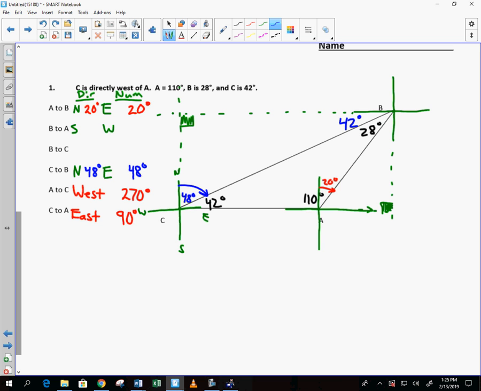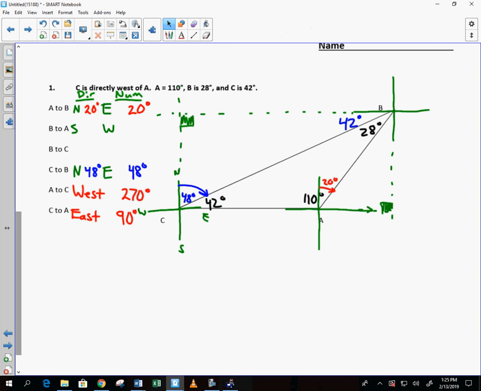Maybe you also notice that the 42 and the 42 are alternate interior angles. We've also learned that you guys suffer from PTSG, post-traumatic stress geometry syndrome. And so we're trying to work through that. Okay.